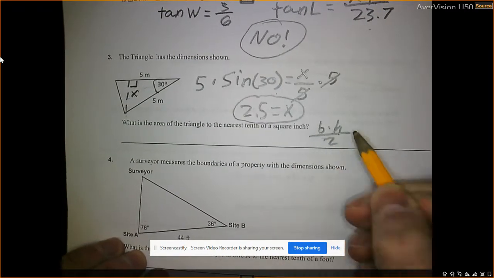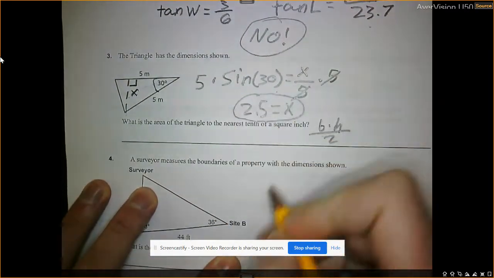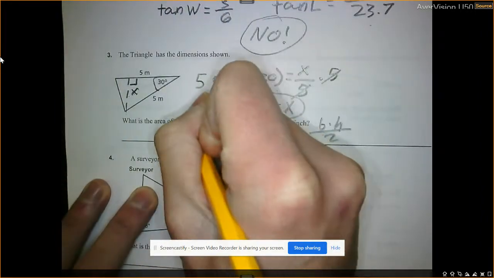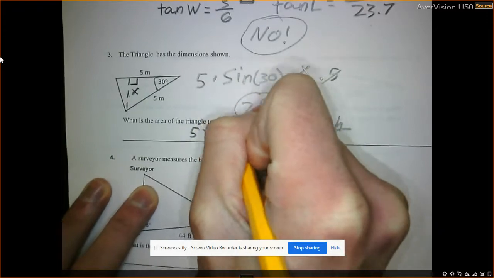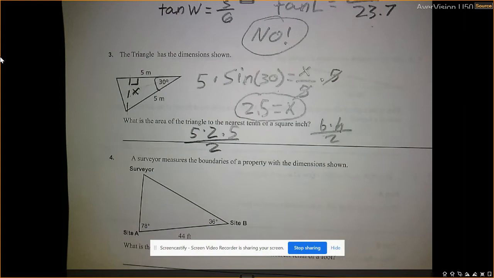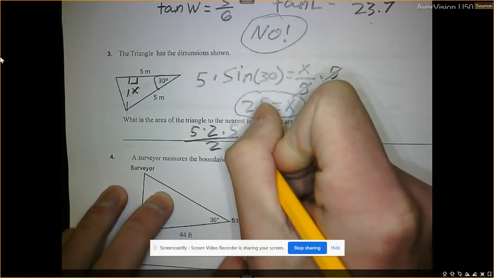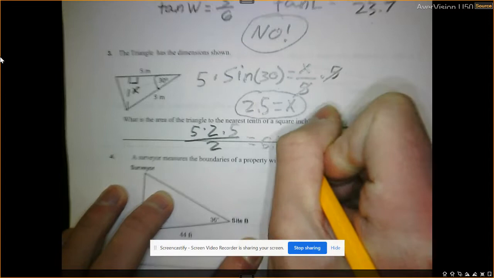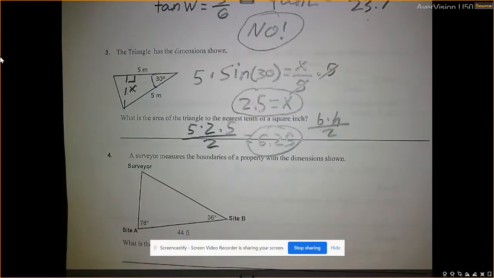Area is base times height divided by 2, so we're going to use that now. Base is whatever you drew your height perpendicular to, so that's going to be 5 times the height, 2.5, divided by 2. We're just going and doing that in the calculator. 5 times 2.5 is 12.5. 12.5 divided by 2 is 6.25. So that is the area there.